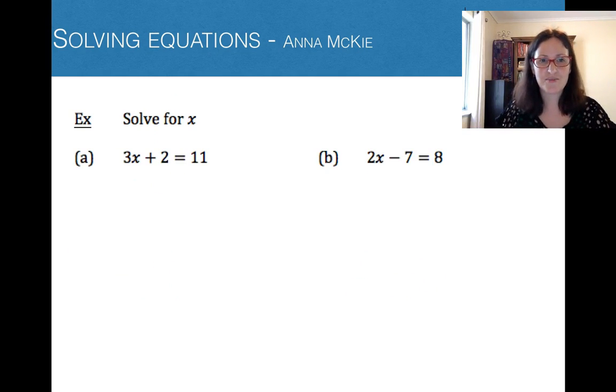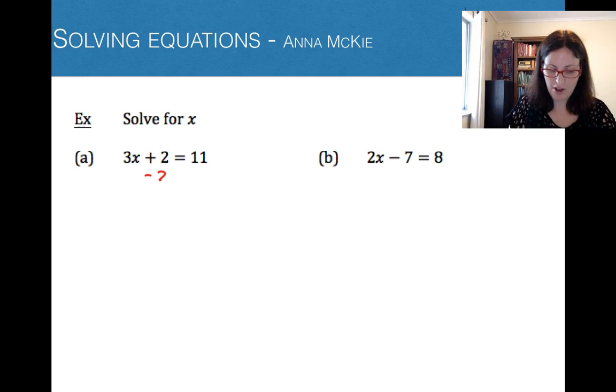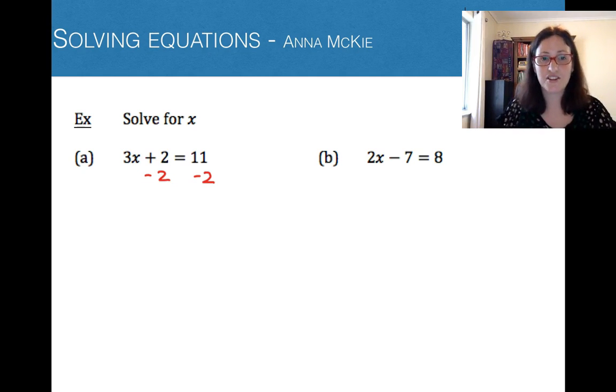Moving on, they were one-step equations for solving. Two-step equations. Solving for x. 3x add 2 is equal to 11. The opposite, so the last thing that you said, 3x add 2 was add 2. The opposite of add 2 is subtract 2. So we write that down on both sides.